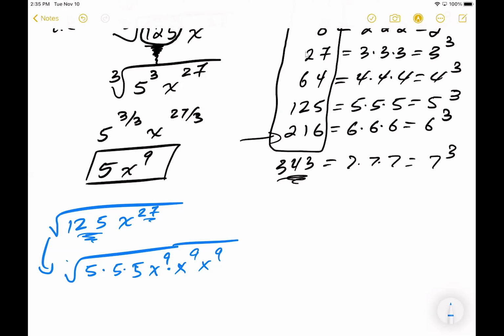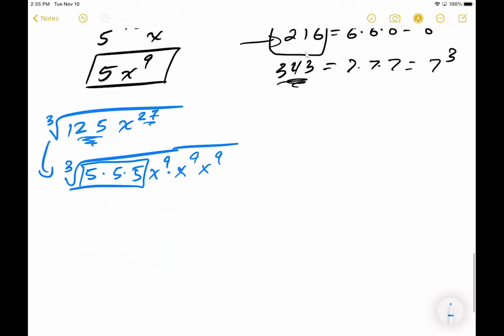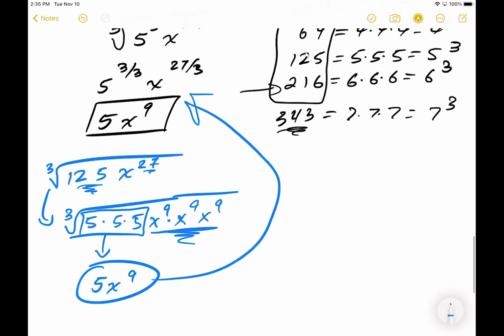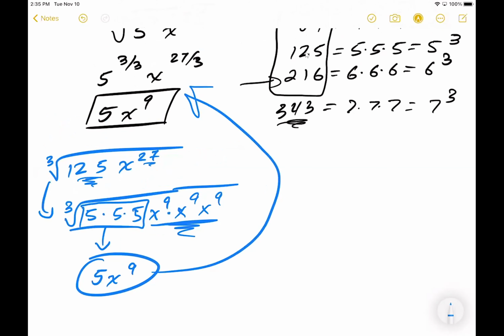And I mentioned to you guys that because of the cube root, we're looking for a group of 3. And if we have a group of 3, we can bring out one of them. So again, 5 times 5 times 5, 3 of them, I can bring out 1 five. And x to the 9, x to the 9, x to the 9, 3 of them, I can bring out 1 of x to the 9. And that is my answer, 5x to the 9. So it doesn't matter how you look at this thing here. You either take the power divided by the root, or you're looking for a group of the same thing.